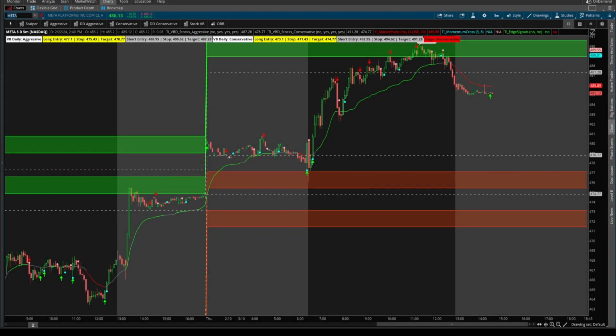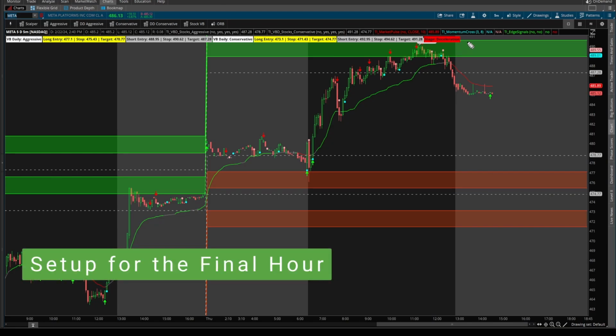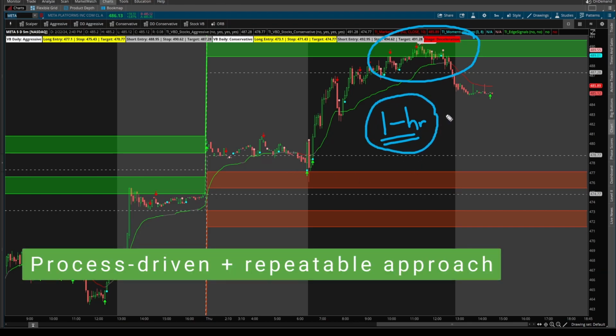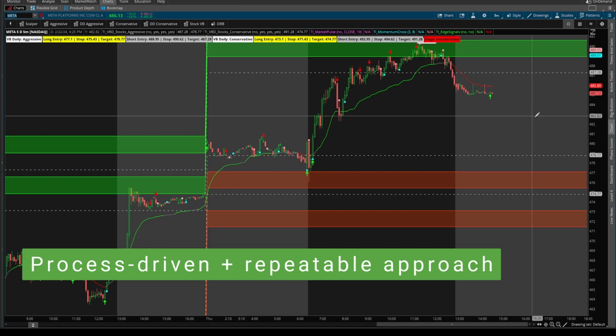In today's video, I'll show you a simple setup that you can use to trade the final hour of the market. This is, I think, one of the most efficient ways to use a 1 hour time span outside of the opening range breakout to trade what is a fairly predictable setup that you can repeat every single time.